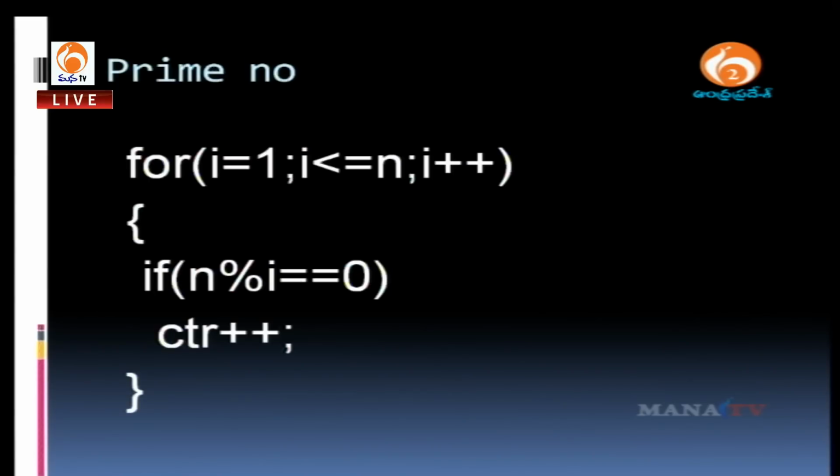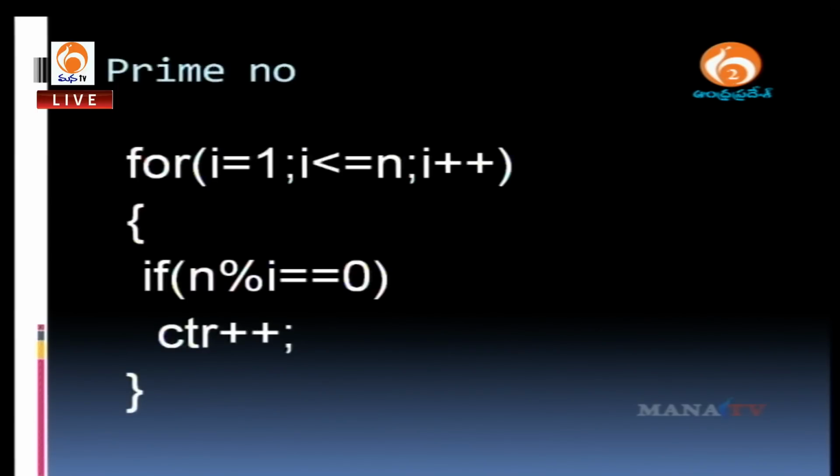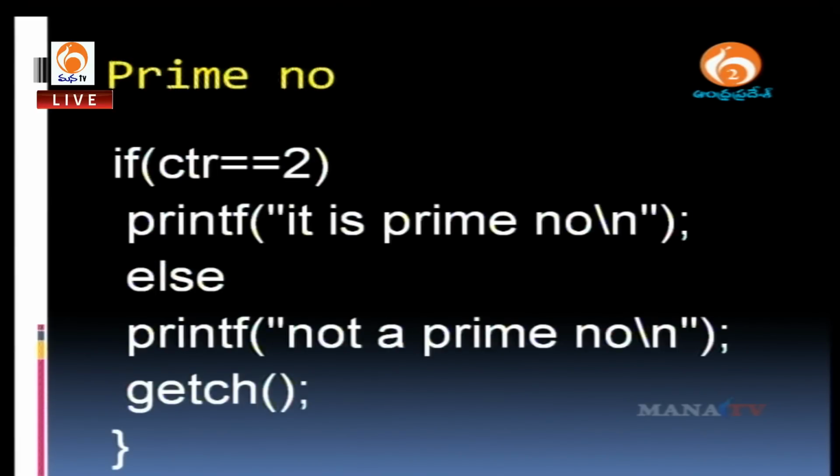Now, this for loop will execute as many times as the given number. Each time it is divisible, it is stored into the counter, that is how many times it is divisible. I am storing it into one variable, that is counter, ctr. ctr plus plus means ctr equals ctr plus 1. Here n modulo i means I am checking how many times it is divisible of the given number. So printf, it is a prime number, else it is not a prime number.